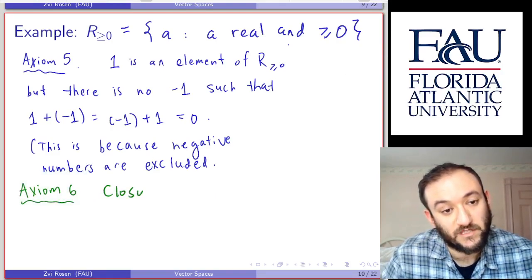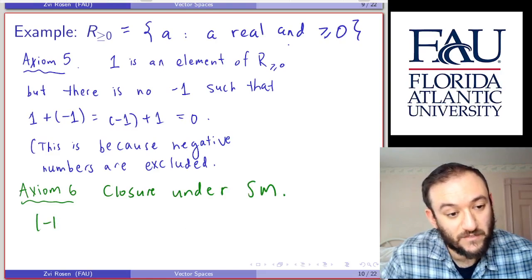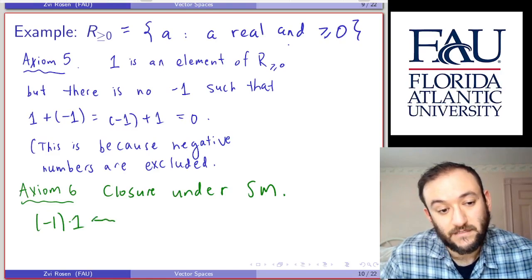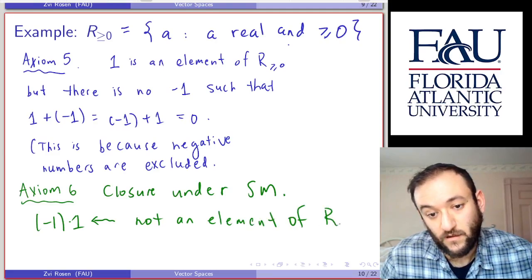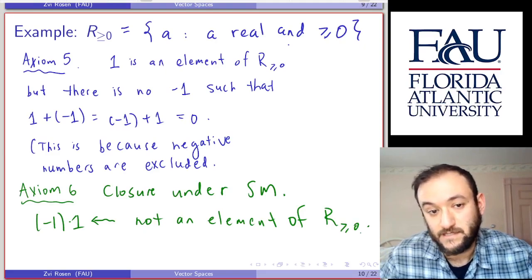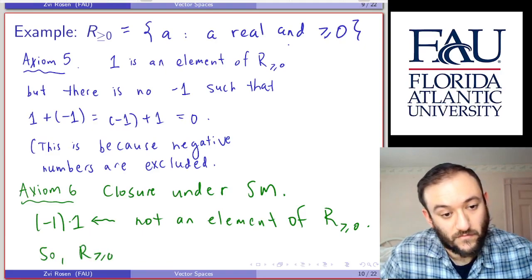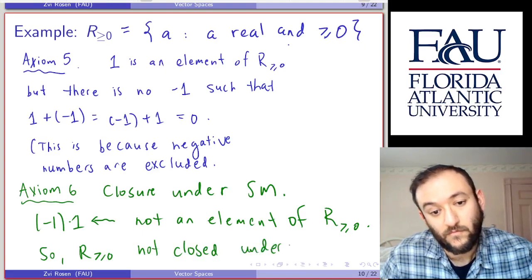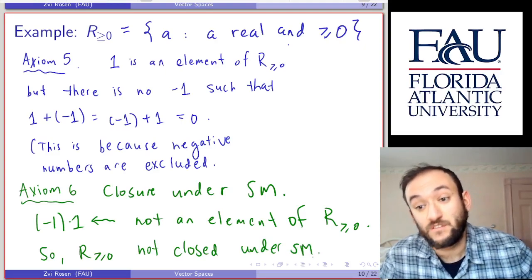So closure under scalar multiplication: if we take minus 1 times the vector 1, this is not an element of R greater than or equal to 0. So it's not closed under scalar multiplication. Okay, so this fails to be a vector space for at least 2 of the axioms.